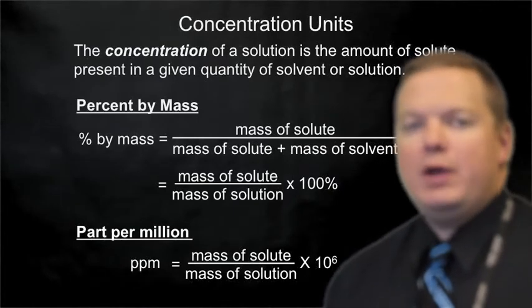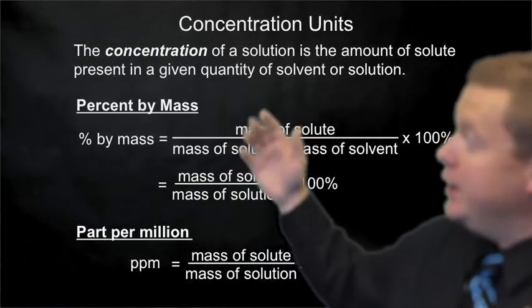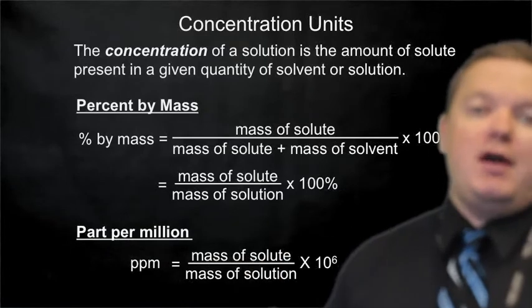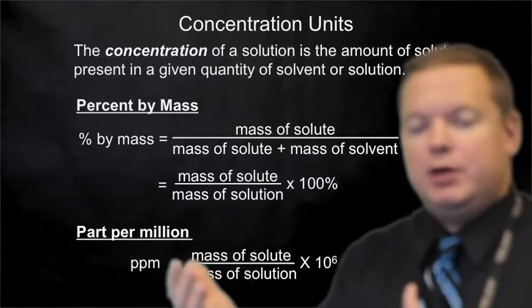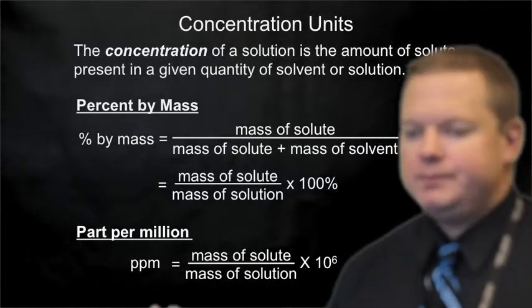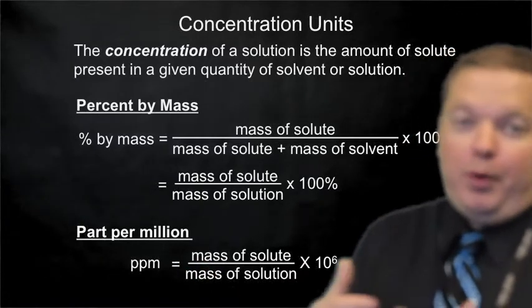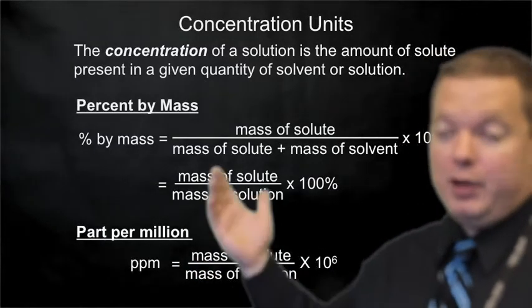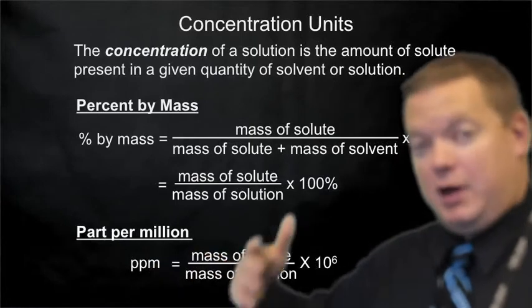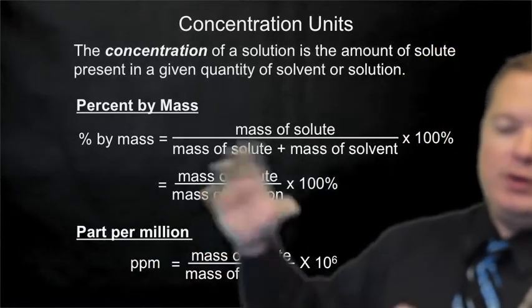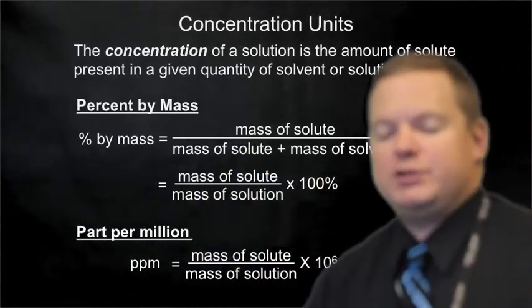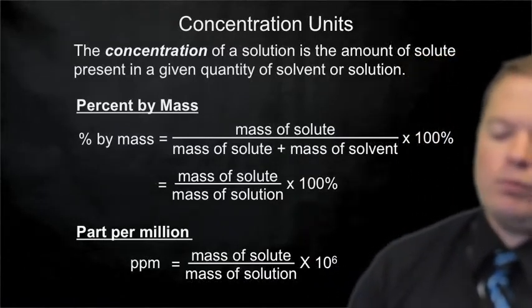In the same way, instead of by mass, we can do by volume. So we can do a percent by volume, which is going to be the volume of the solute divided by the total volume times 100. Or part per million by volume will be the volume of the solute divided by the total volume times 1,000,000. So when we talk about percent by mass, we can also do the corresponding percent by volume.